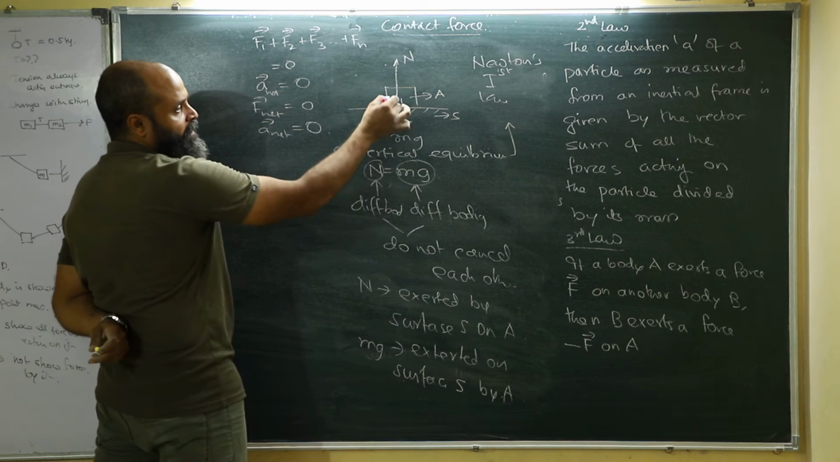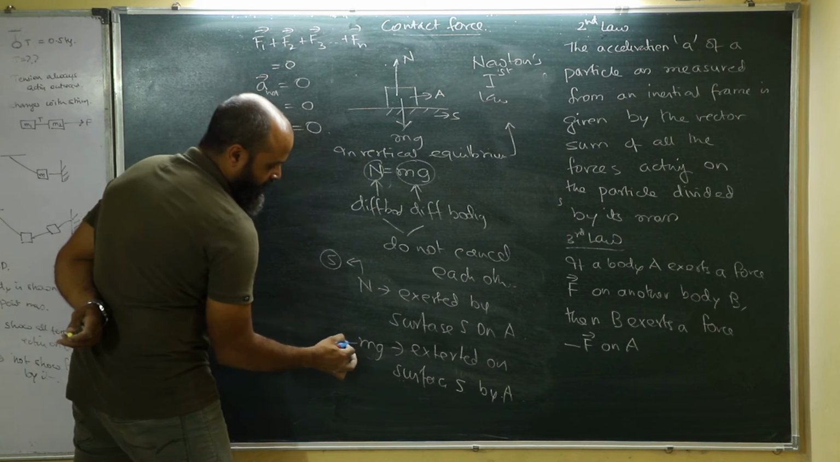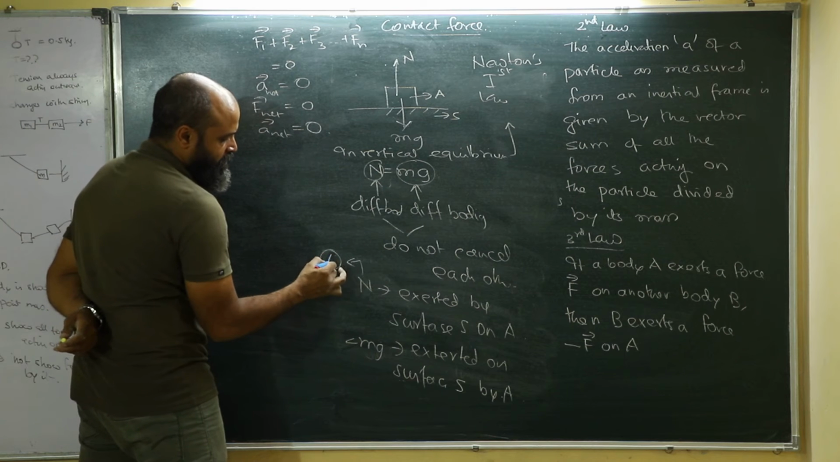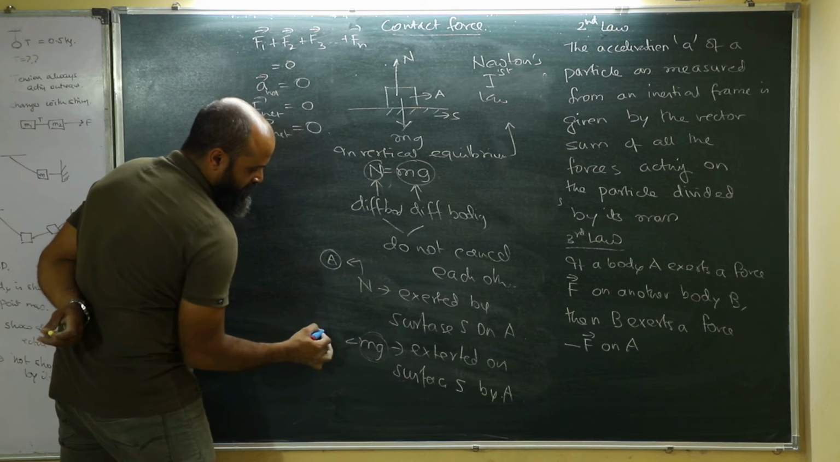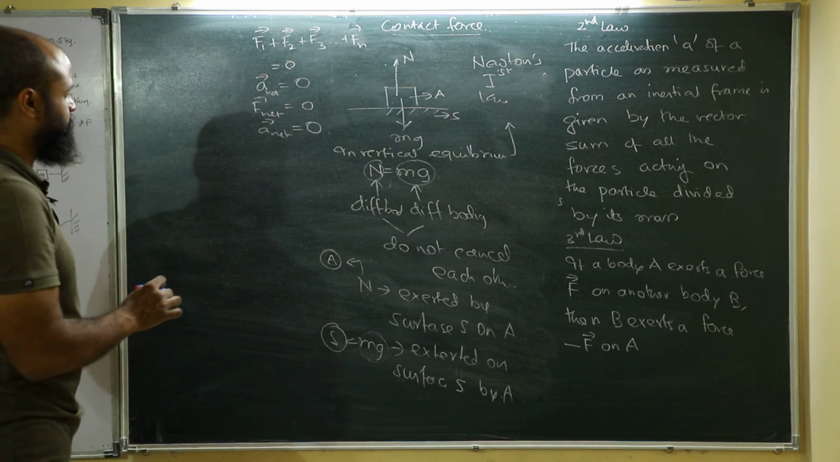So these are acting on different bodies. Normal reaction is basically acting on body A, and weight mg is acting on surface S. Hence they do not cancel each other. So we'll have to just remember these things.